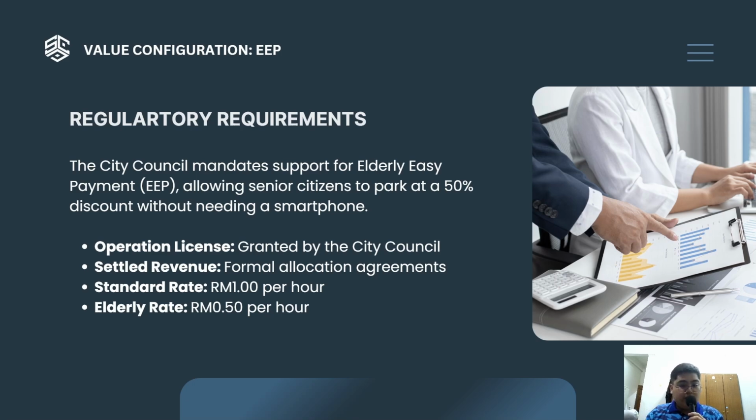For the city council and shopping malls, the app developer must have a settled revenue, since the app developer needs an operation license from the city council and a venue where they will implement the system, which is the shopping malls. The settled revenue is in the form of formal allocation agreements. For the system, the standard rate for normal citizens is 1 ringgit per hour, whereas elderly citizens get a 50% discount, which is 50 cents per hour.